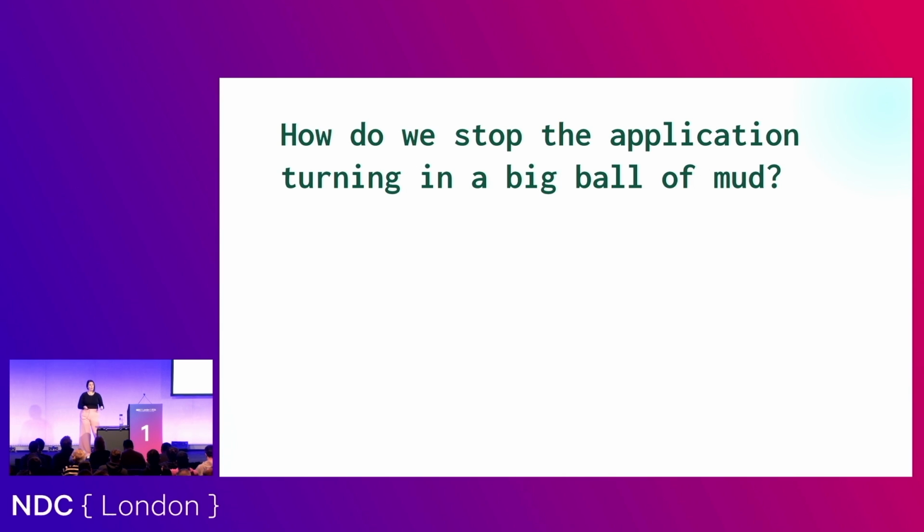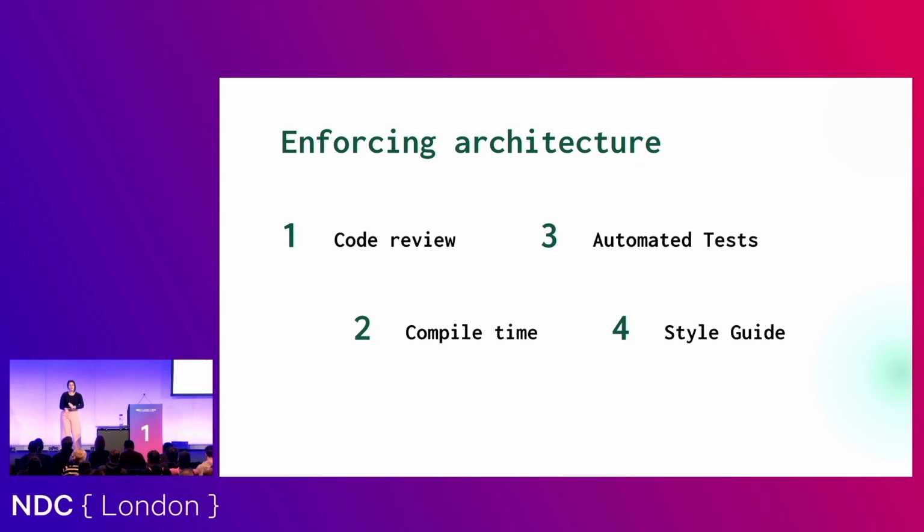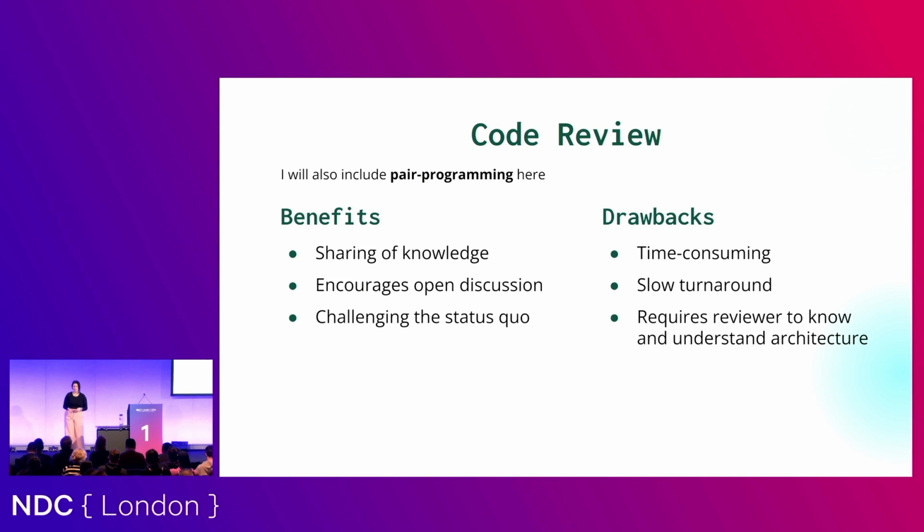How do we stop it? That's not a place we want to be. And we always start with the best intentions when we architect these systems, and then we get sloppy, we get lazy, there's deadlines, we need this yesterday, and that starts to have an effect on your architecture. So enforcing architecture, you have code review, automated tests, compile time, style guides. These are just some of the ways that you can start to enforce your architecture.